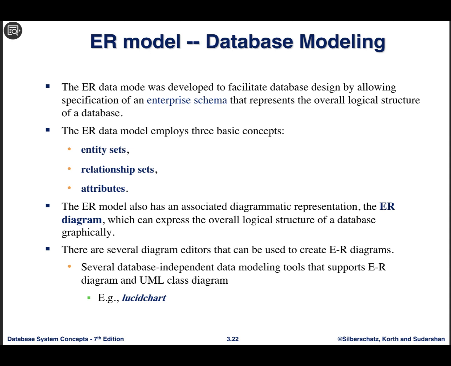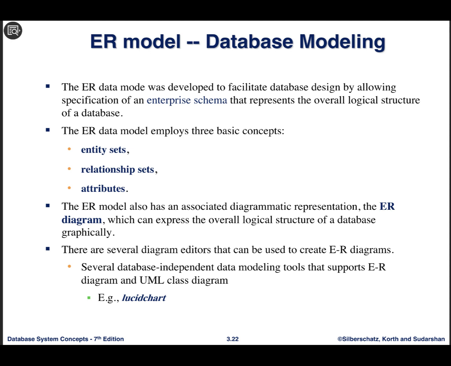It contains the following components. The first one is the entity. What is an entity? An entity is a thing or an object in the enterprise that is distinguishable from other objects, described by a set of attributes. For example, student is an entity.